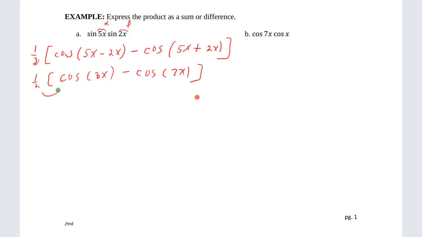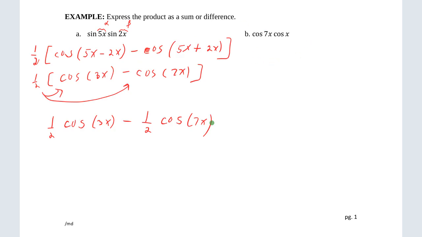So that's going to be 1/2 cosine 3x minus 1/2 cosine 7x. As you can see, we now have a difference of those two terms, so this is now expressed as a sum or difference. Now let's go ahead and work on the next expression.